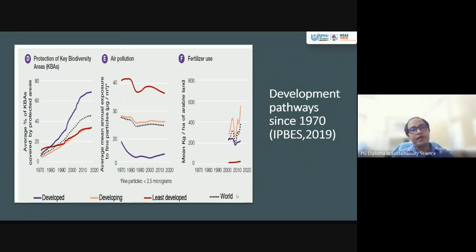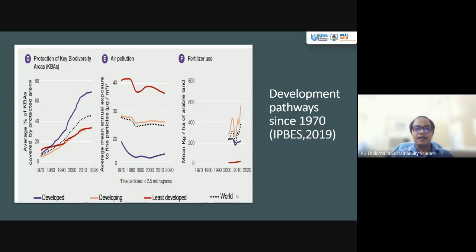But in the same way, the positive part is the protection of key biodiversity areas, which is one of the common global efforts for conservation of biodiversity. Developed countries are highly rich, they have enough money, so for them it is increasing. And after 2010, it stabilized there. If you look at the global average, we can see that awareness is increasing. Air pollution, you look here, is also changing.